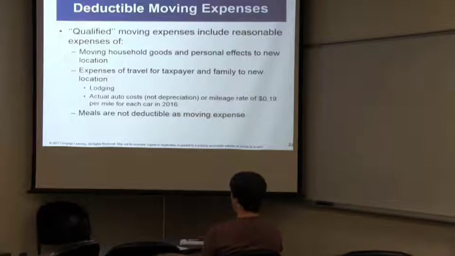The next question with moving is what is considered to be a qualified moving expense? To be able to take a deduction, it has to be qualified. Most of the things that you would think about being qualified are qualified. So if you pay movers to come in and load your stuff for you and put it in a moving van, that's okay. If you have to drive your car there, that's okay. You get paid 19 cents a mile. If you have to stay in a hotel along the route, that's okay. That's a qualified expense. Something that is not qualified is meals. You cannot take a moving expense deduction for meals.